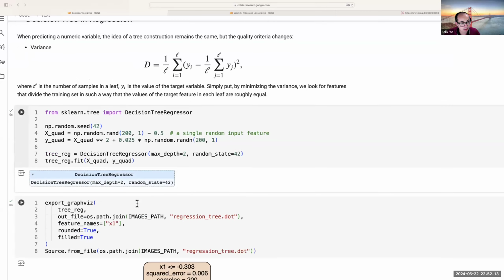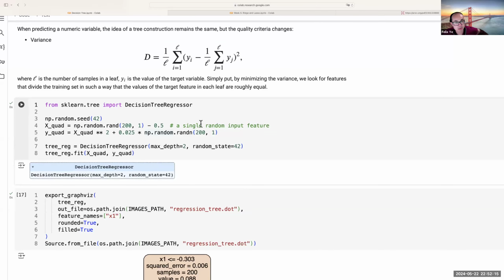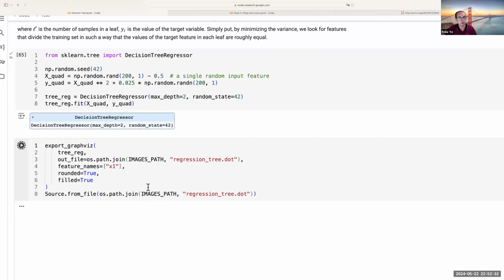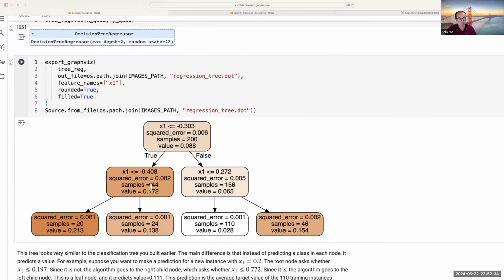So we're going to create some data. This is just one single input feature. It's super simple. I mean, this is x squared plus some random noise here. So we're enforcing a maximum depth equal to 2 right here. We do this fit, we do this plot. So this is basically the plot that we have.